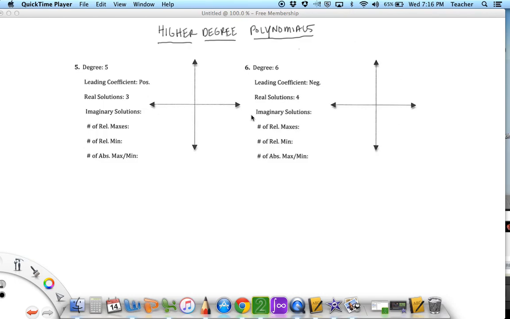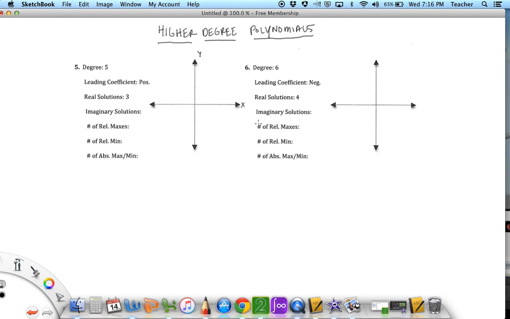Alright, welcome to this quick video on just higher degree polynomials. We had worked a couple problems like this in class today, and I just wanted to make sure I review a couple of the problems before things tomorrow. And so what I have here is a basic coordinate plane. This is the y-axis, this is the x-axis.